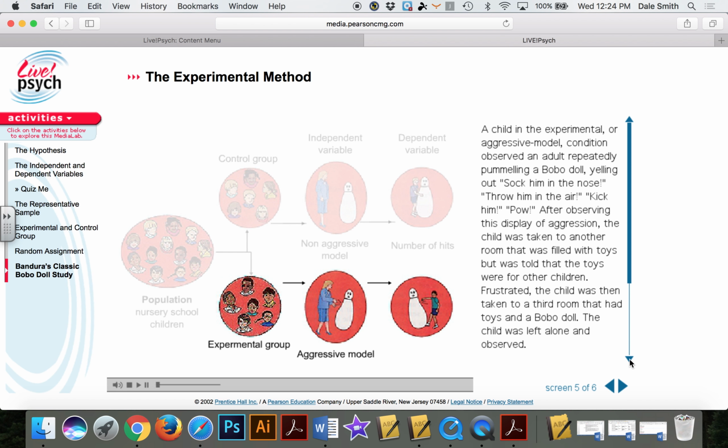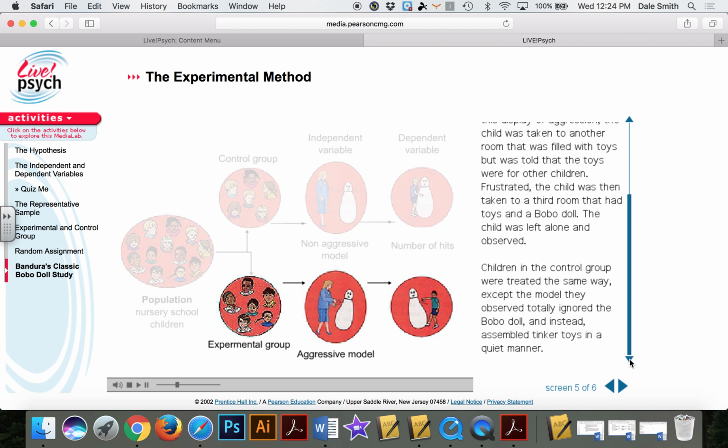A child in the experimental or aggressive model condition observed an adult repeatedly pummeling a Bobo doll, yelling out, "Sock him in the nose, throw him in the air, kick him, pow." After observing this display of aggression, the child was taken to another room that was filled with toys, but was told that the toys were for other children. Frustrated, the child was then taken to a third room that had toys and a Bobo doll. The child was left alone and observed.